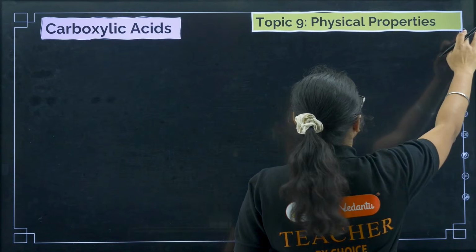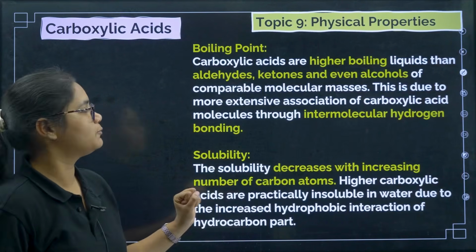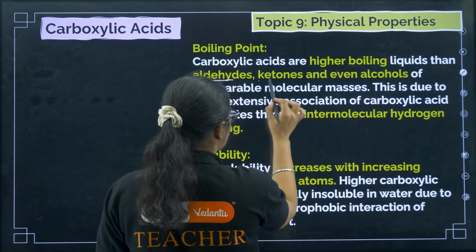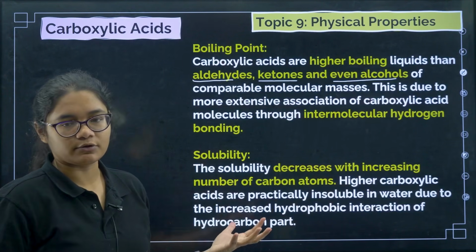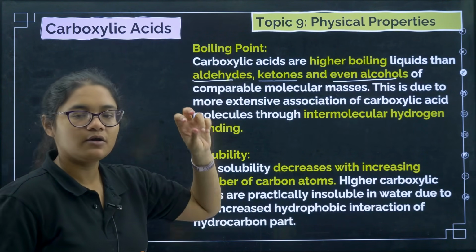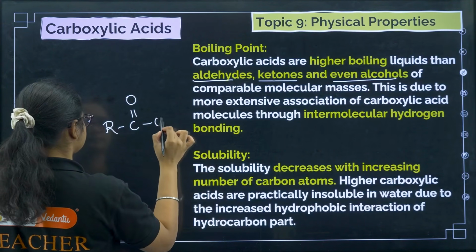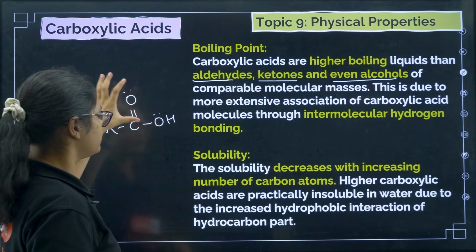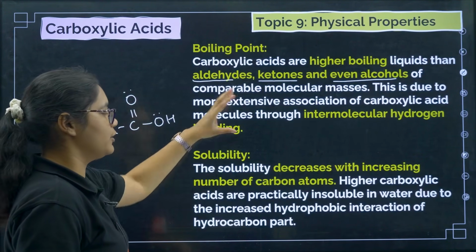First coming to physical properties, what all there are in the physical properties? Boiling point. They have very high boiling points, higher than aldehydes, ketones and even alcohols, because of extensive hydrogen bonding. We have two oxygen groups in carboxylic acid, right? Both can form hydrogen bonding, so due to that these compounds have very high boiling points.